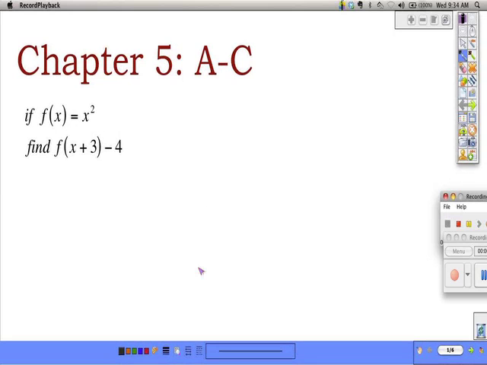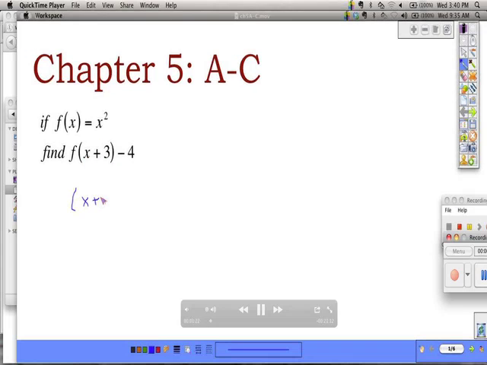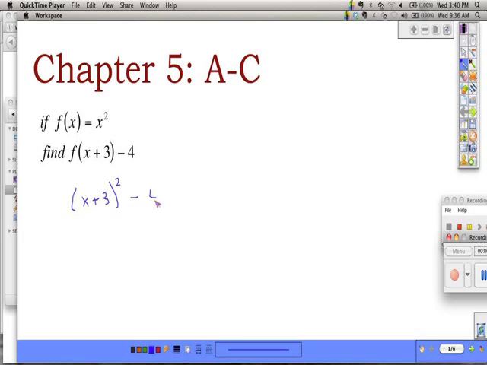Chapter 5, A through C. We're going to start by evaluating function f evaluated at x plus 3 and then subtract 4. So what we're doing is we're plugging in the x plus 3 for the x value in f of x. So what we end up with is (x plus 3) quantity squared minus 4.